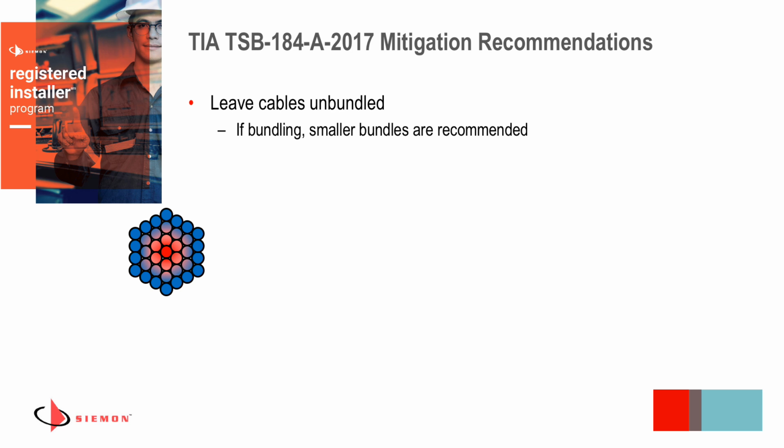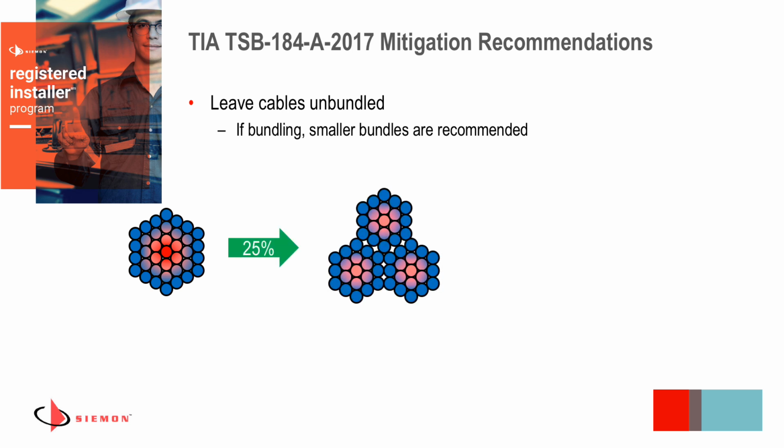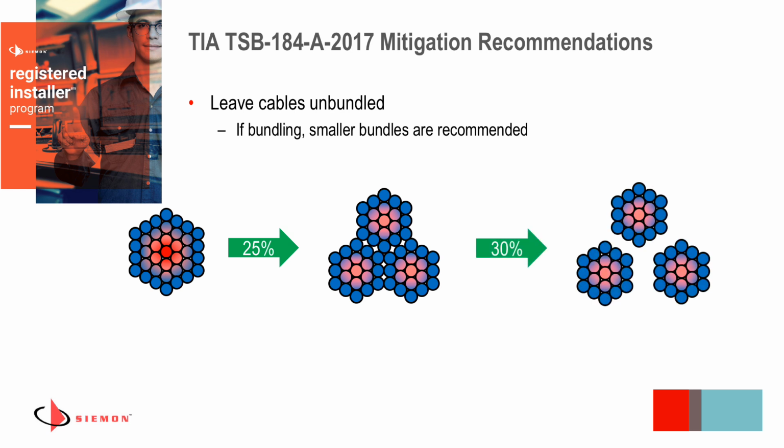So if you have to bundle, and most people are probably going to bundle to some level, smaller bundles are definitely recommended. In the example illustrated here, they took a large bundle of cable, I believe about a 90 cable bundle, and reducing it into 3 30-cable bundles dissipated the heat on those center cables by approximately 25%. Further, if they separated those bundles by about 1 inch of space, they reduced the heat in those center cables an additional 30%. So you can see that going from a large bundle to fewer smaller bundles can help.